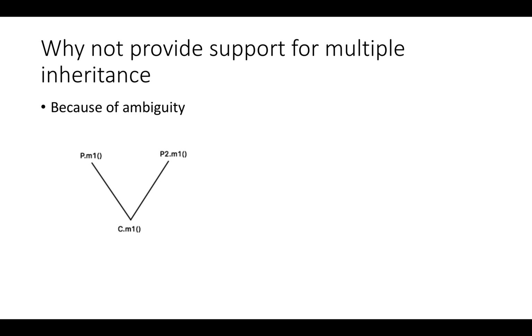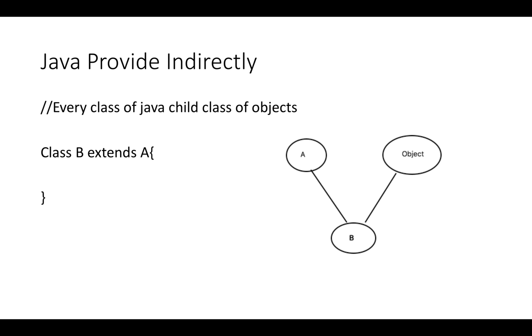If we extend both classes and we call that method m1, then the JVM is confused about which method to call. So it's an ambiguity problem. That's why Java doesn't provide multiple inheritance.